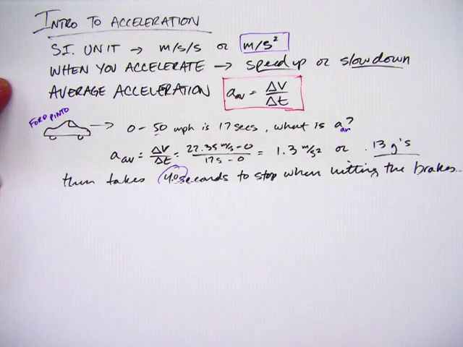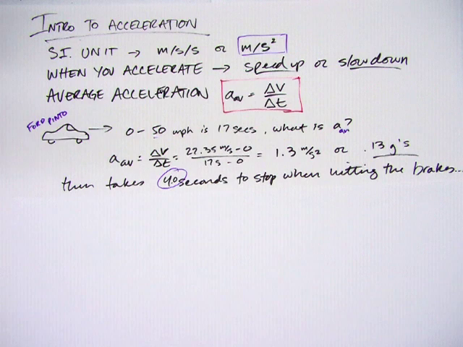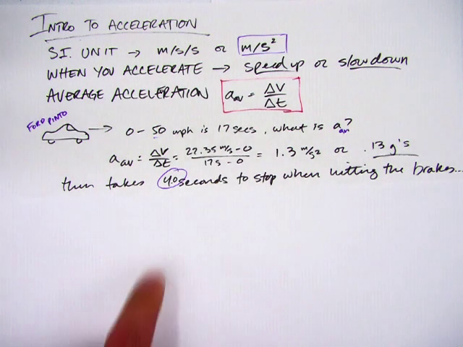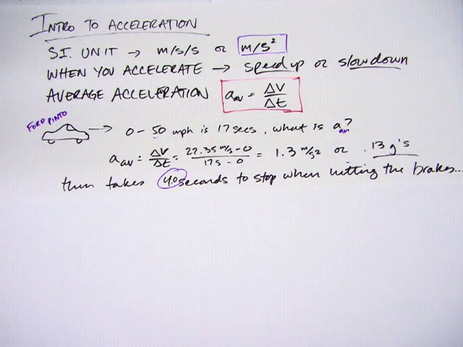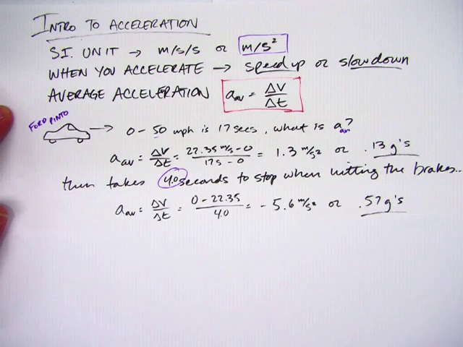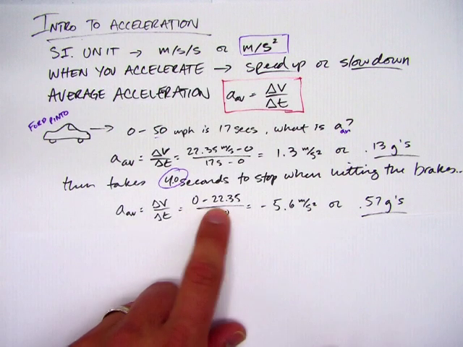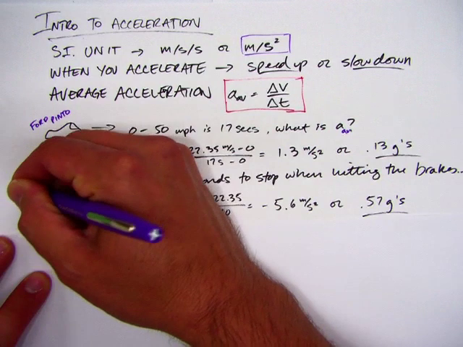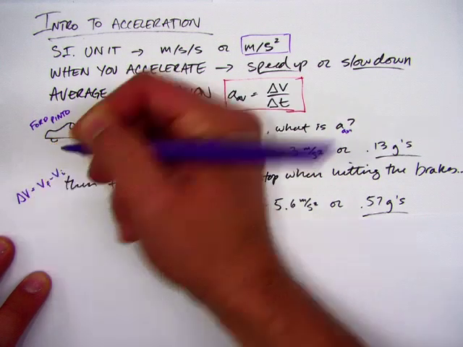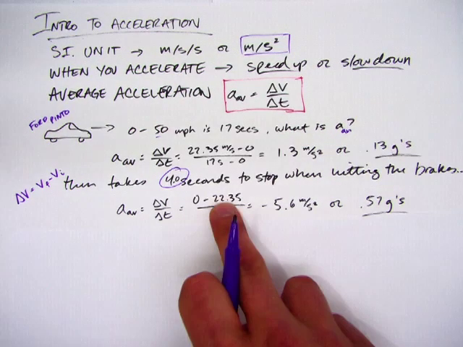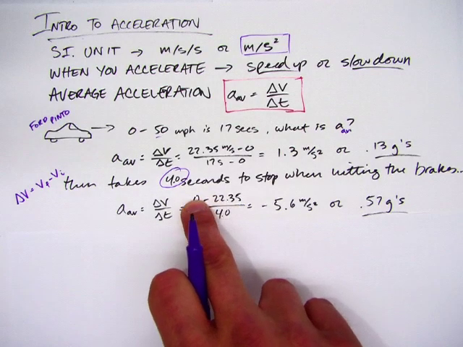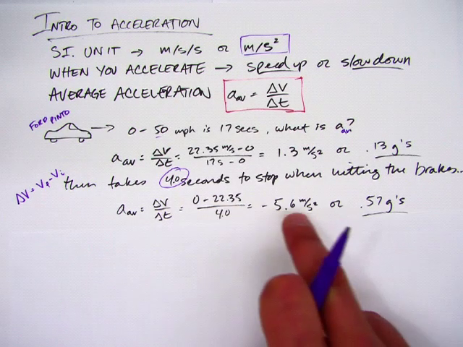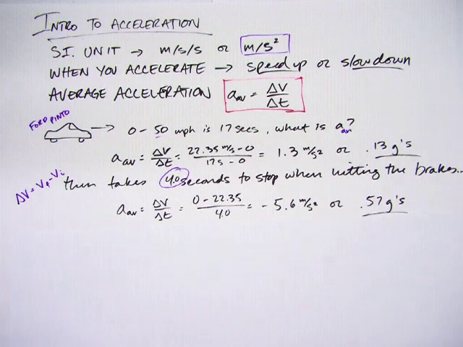All right. What happens if the Pinto then slams its brakes, and thankfully it's able to stop faster than it is able to speed up, taking 4 seconds to come to a complete stop after applying the brakes? In this case, the average acceleration is found by taking the final velocity minus the initial. The change is always final minus initial. As a reminder, delta V is V final minus V initial. So I start at 22.35, then I end up at 0 because I come to a stop, and it takes 4 seconds. In this case, I have a negative acceleration, 5.6 meters per second squared, or 0.57 G's. So you're going to feel that, right?